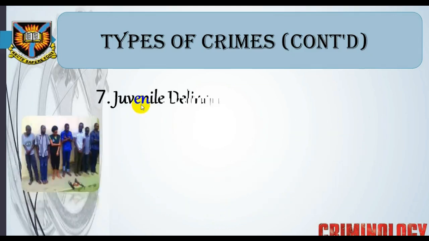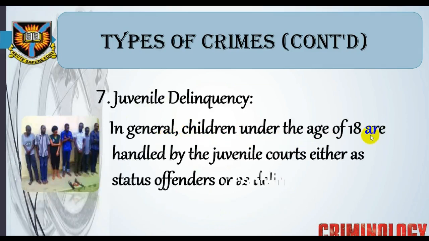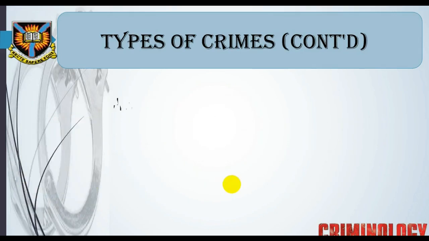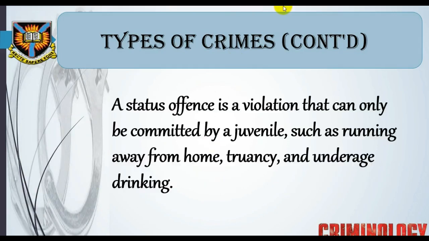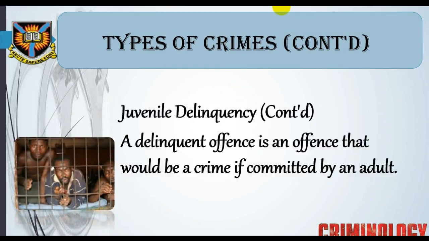Juvenile delinquency. In general, children under the age of 18 are handled by the juvenile courts, either as status offenders or as delinquent offenders. A status offense is a violation that can only be committed by a juvenile, such as running away from home, truancy, and underage drinking. A delinquent offense is an offense that would be a crime if committed by an adult.